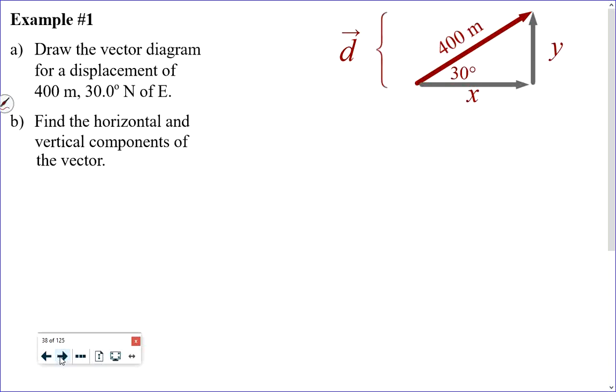Quite frankly, once again, very basic Math 10. It's SOHCAHTOA. You're familiar with that slang, SOHCAHTOA? Yeah.